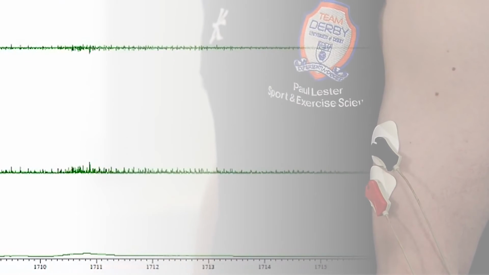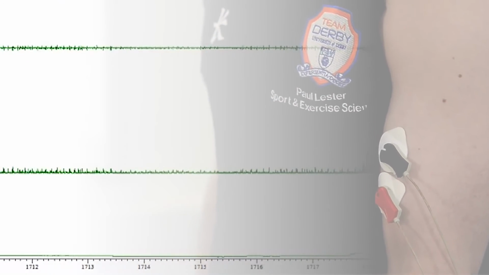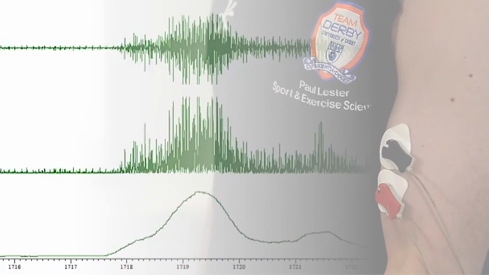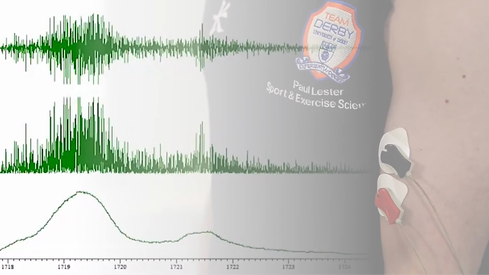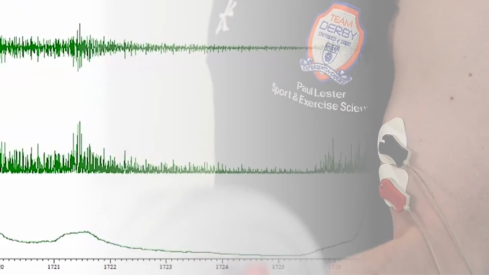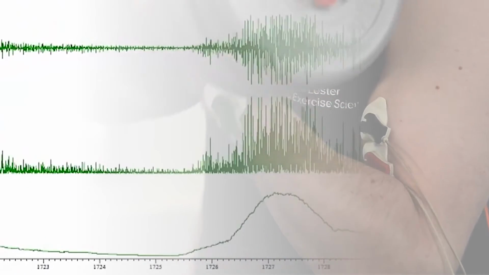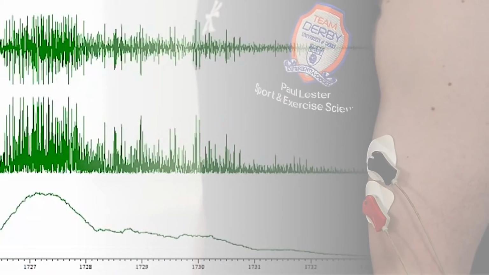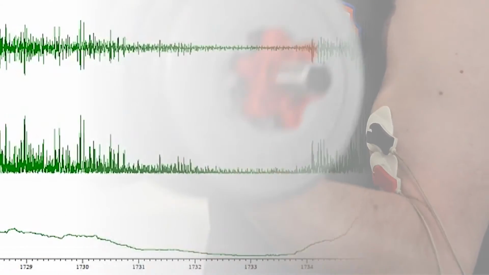EMG data is usually processed by firstly rectifying the raw data. This involves taking the absolute value of the data points and can be seen on the middle graph, where all of the data is above zero. Filtering is also often used to smooth the signal. As shown in the lower graph, the data now appears as a smoother line which more closely reflects the force generated by the muscle.